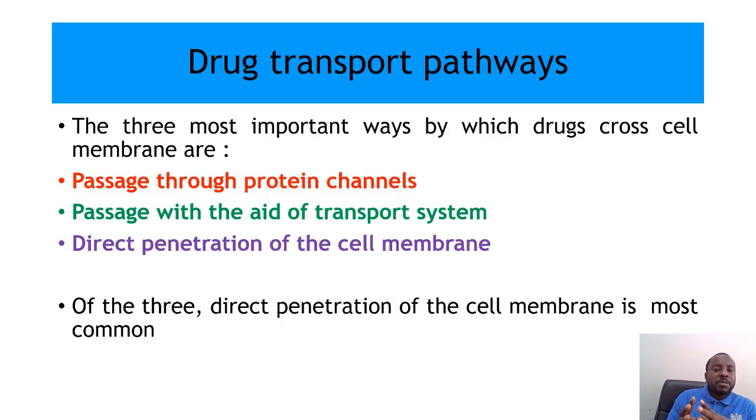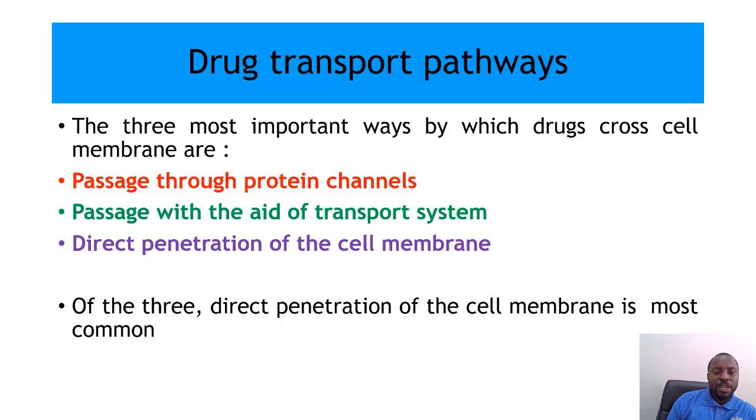Drugs that can't diffuse through the cell membrane by themselves because of their size will need some form of help, and that help is a transport system. So we have so many transport systems in our body that the drug sometimes uses to make sure that they cross the cell membrane. And a drug too can penetrate through the cell membrane by itself.